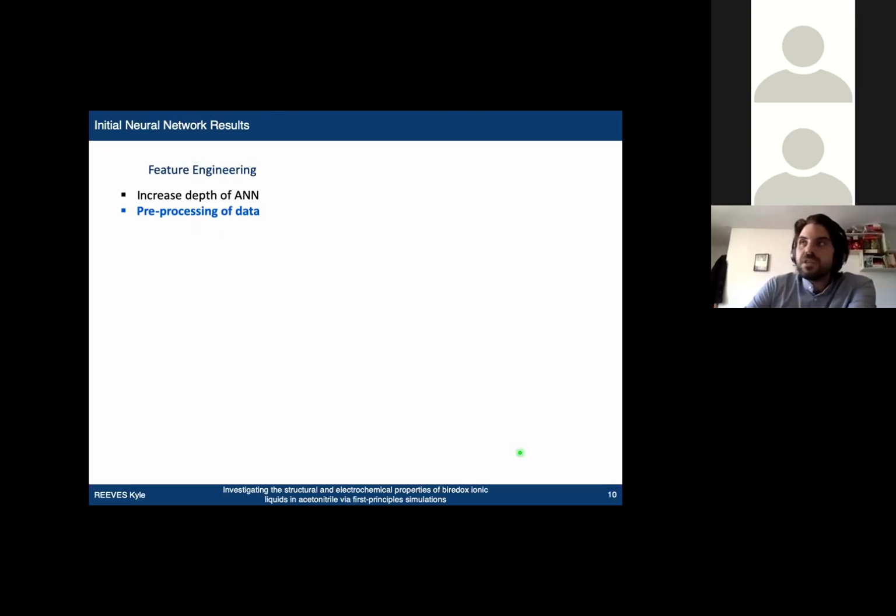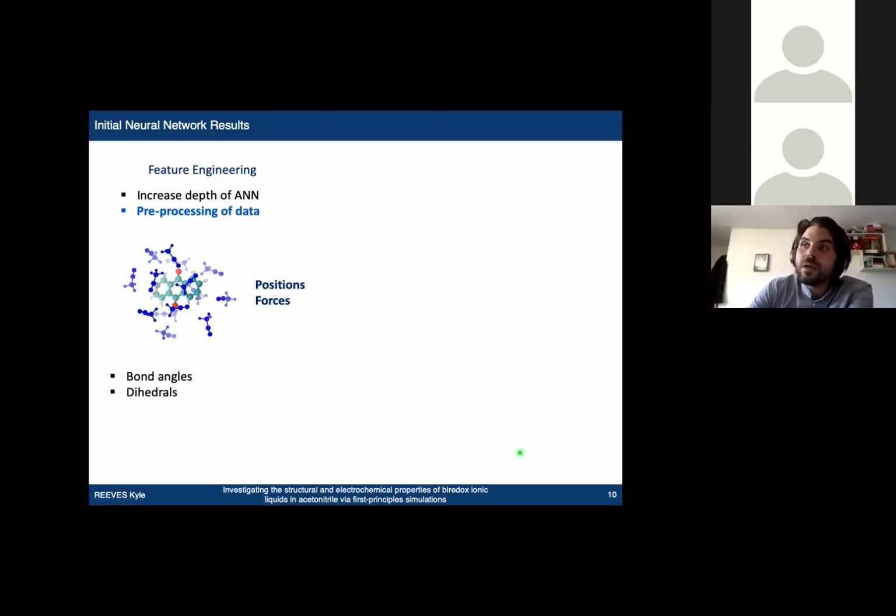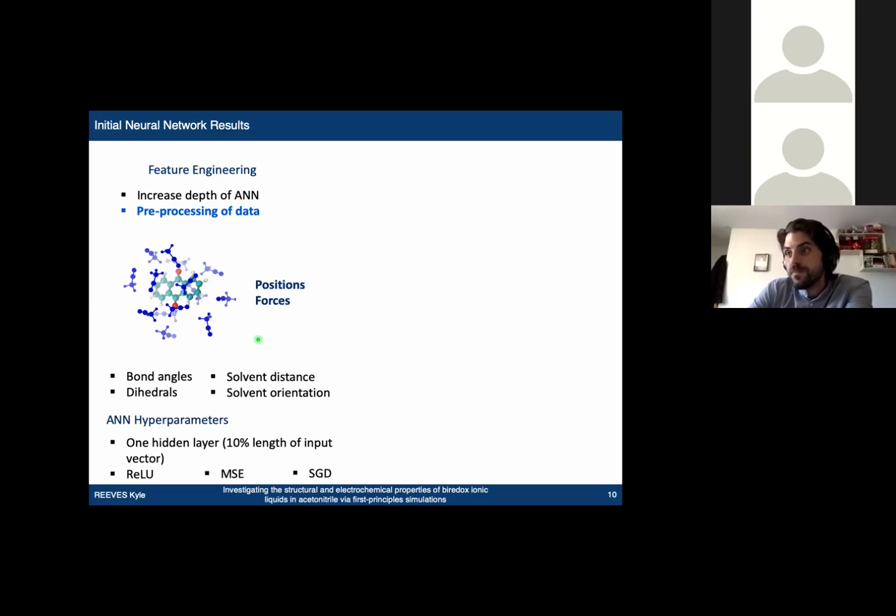So feature engineering, what do we feed into it? We have a lot of data. You could just increase the depth and the complexity of our artificial neural network and hope that it learns itself. We, at least to test this initial approach, decided to pre-process the data, which includes the positions and forces as they are in Cartesian coordinates, computing bond angles and dihedrals. From a sort of chemical intuition, we suspected that these might play a role in the electrochemical properties of the molecule itself as well as the solvation environment. So the distance from the center of the electrochemically active molecule to the solvent molecules themselves, as well as the solvent orientation. So these are some of the hyperparameters if you're interested in how we set it up.